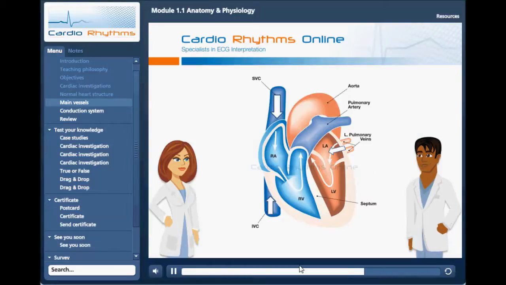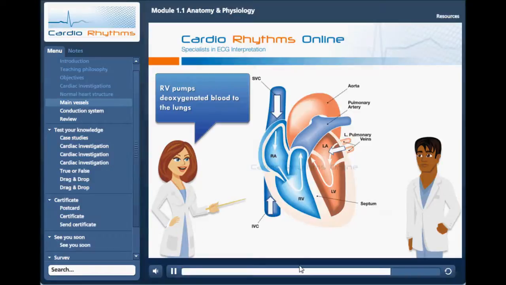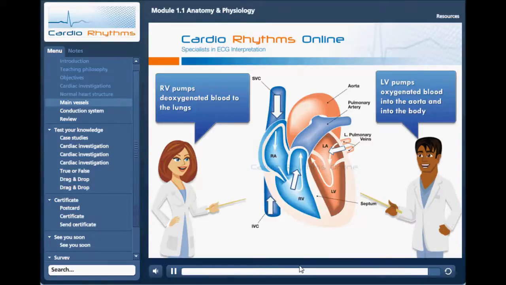Blood from both atria travels to the ventricles through the tricuspid and mitral valves. The right ventricle then pumps deoxygenated blood into the lungs for oxygenation via the pulmonary artery. Again, just to confuse matters, this is the only artery in the body that carries deoxygenated blood. At the same time, the left ventricle pumps oxygenated blood into the aorta and out to the rest of the body.